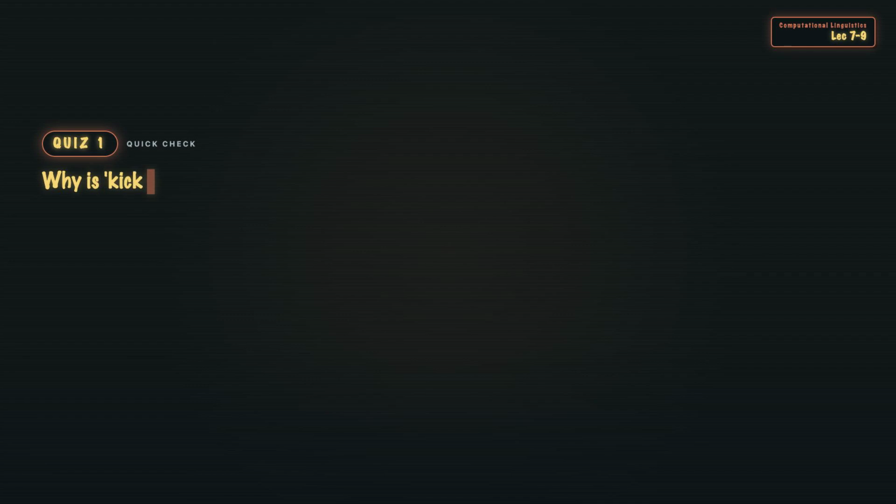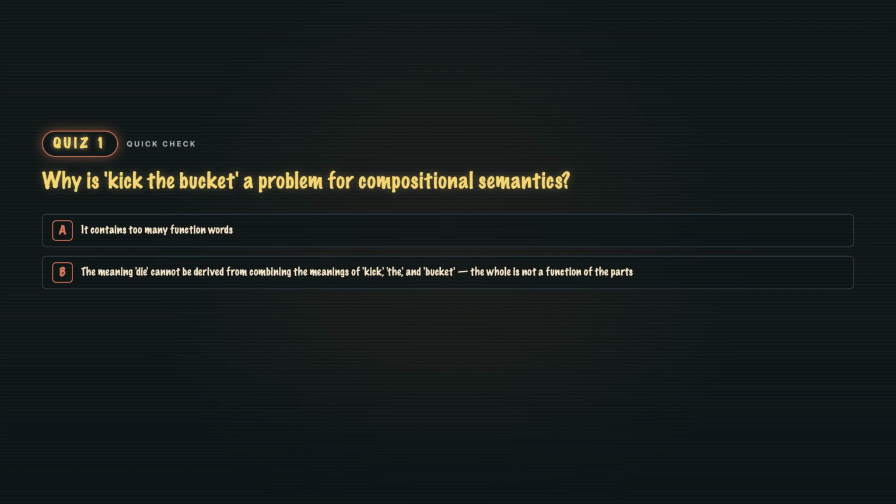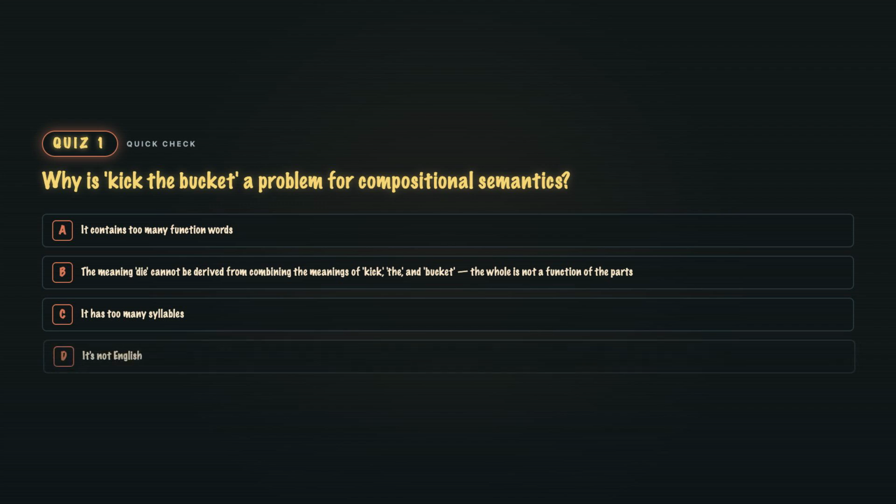Quiz 1. Why is "kick the bucket" a problem for compositional semantics? A. It contains too many function words. B. The meaning "die" cannot be derived from combining the meanings of "kick," "the," and "bucket." The whole is not a function of the parts. C. It has too many syllables. Or D. It's not English.